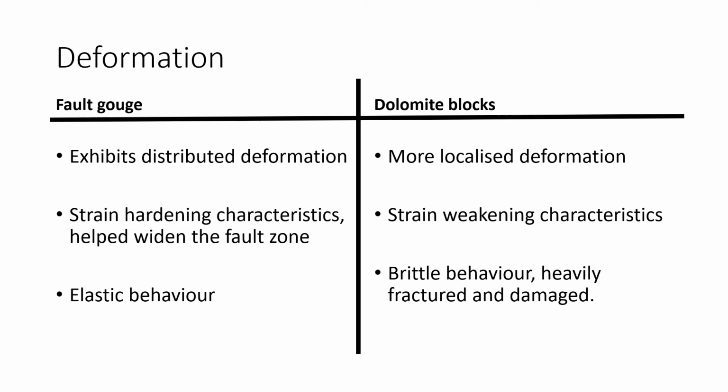On the other hand, the dolomite experiences zones of heavily localized deformation, which is a characteristic of strain weakening. These areas of weakening are important, as this is where seismogenic events nucleate. With the Carboneras fault zone showing these two types of distribution, it allows for the possibility of mixed mode seismicity, which is fault creep and fault slip.